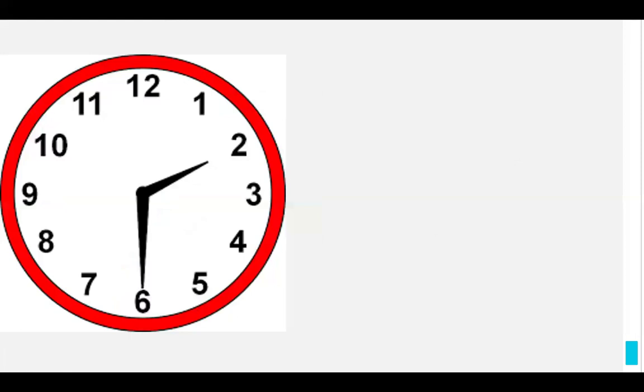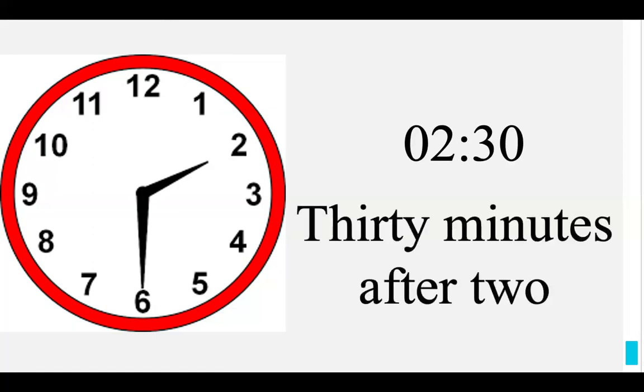So how about this one? The short hand, or the hour hand, is on 2, and the long hand, or the minute hand, is on the 6. Okay, so we can read that as 2:30, or 30 minutes after 2. Why is it 30 minutes? Because it has passed through 30 minutes. So it is 30 minutes after 2.